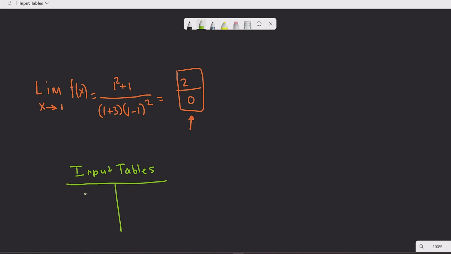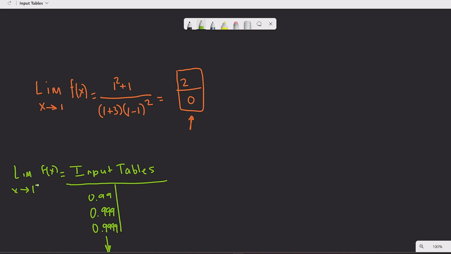And in an input table, we will take any value that gets closer and closer to 1 from the left, or the negative side of 1. So we can do 0.99 and put that into the function. Then we can do 0.999 and so on. And you can do this forever if you wanted to. But this should be adequate to determine what value this function is approaching as we get closer and closer to 1. And this is denoted by the limit as x approaches 1 from the left for f of x.